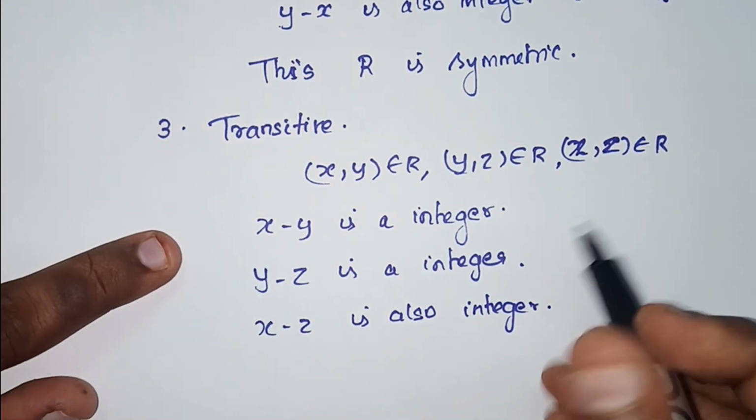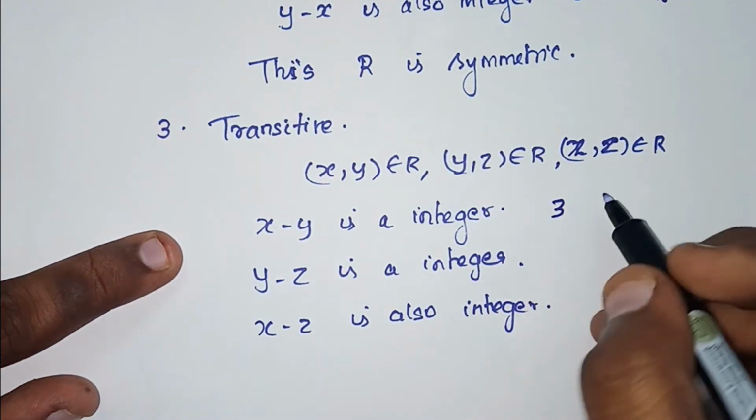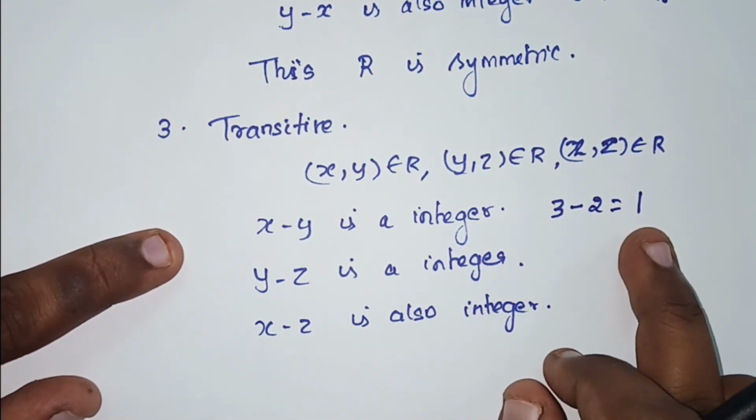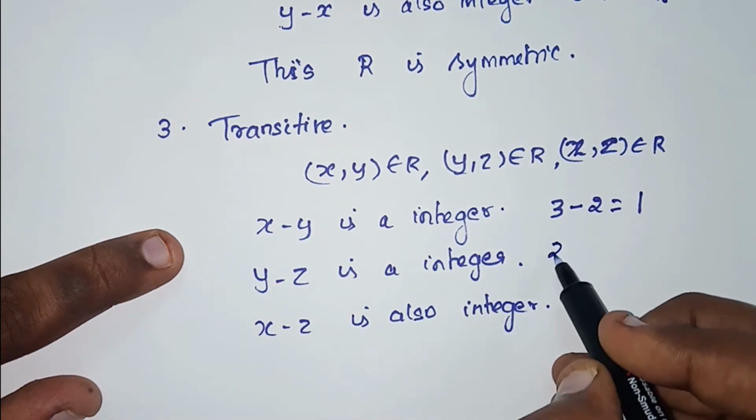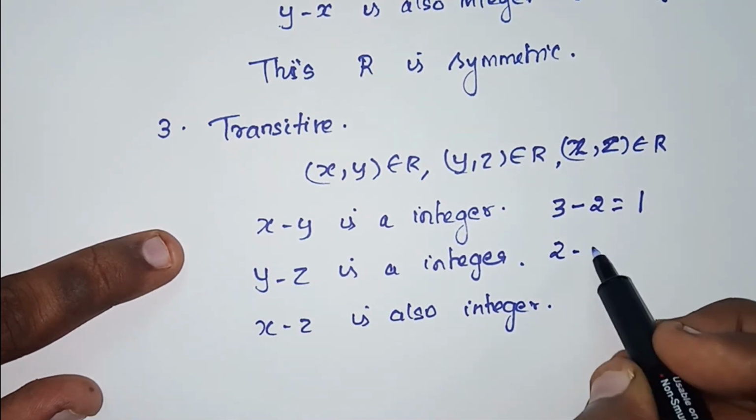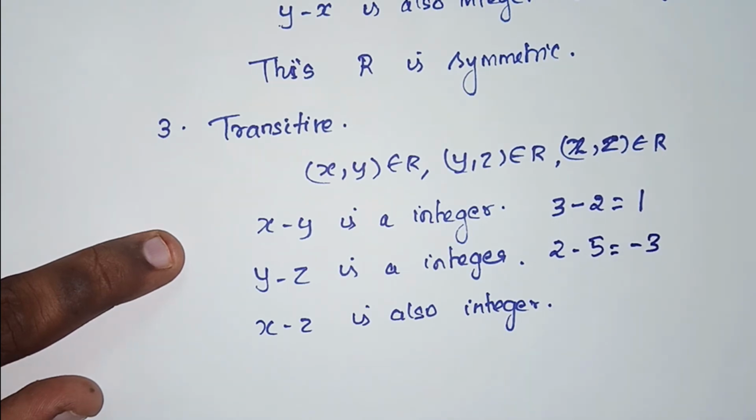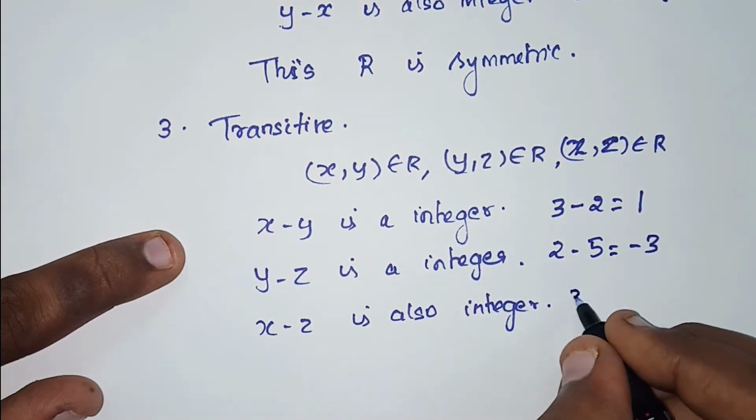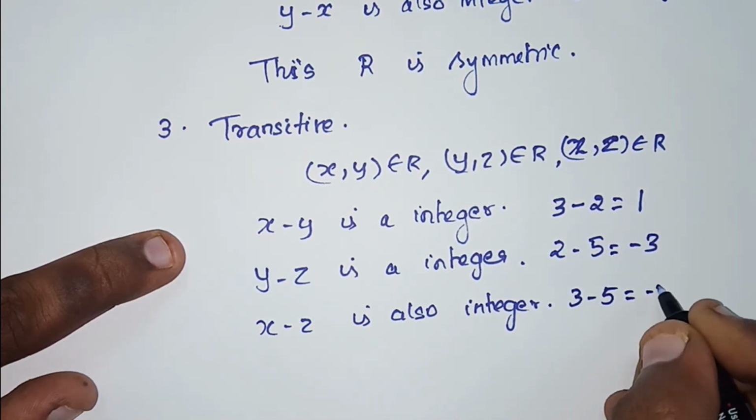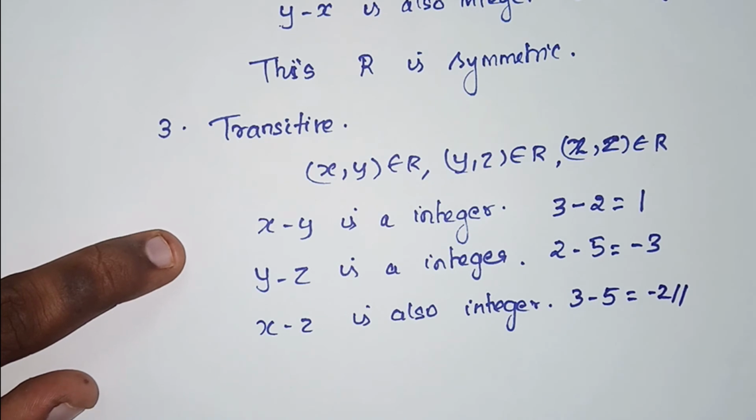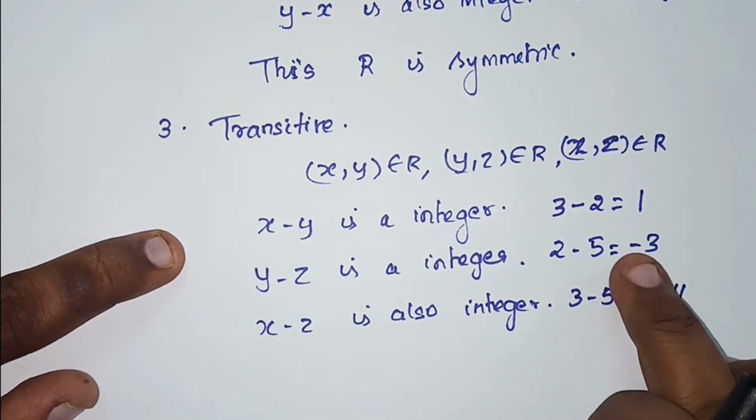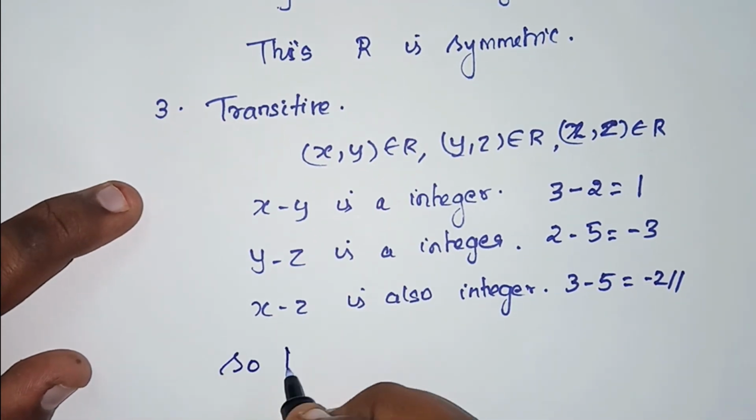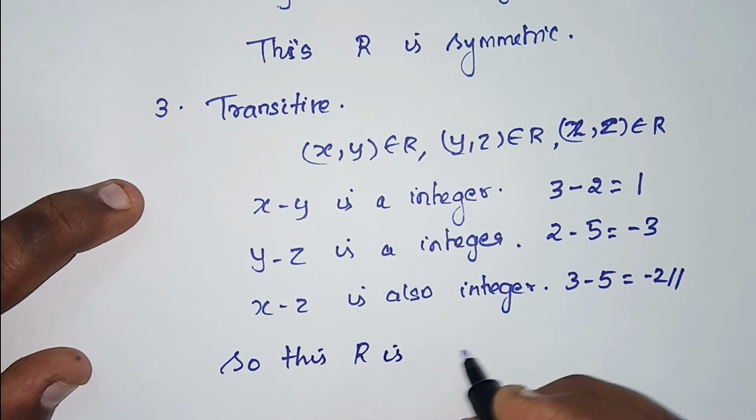So we can take x as 3, y as 2. So 3 minus 2 equal to 1. This is an integer, right? Y minus z. 2 minus, I can take z as 5. So 2 minus 5 equal to minus 3. So this is also an integer. Next x minus z. So 3 minus 5. This is minus 2. This is also an integer. Right, 1 is an integer, minus 3 is an integer, minus 2 is also an integer. So this relation is transitive.